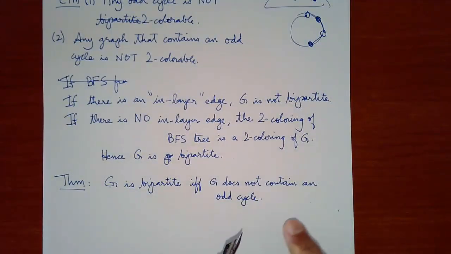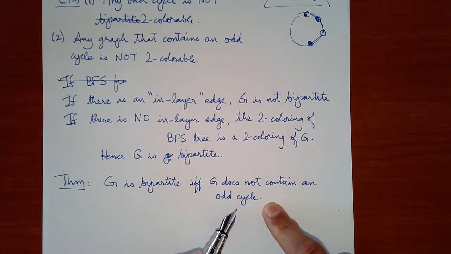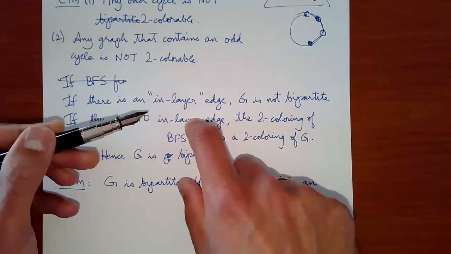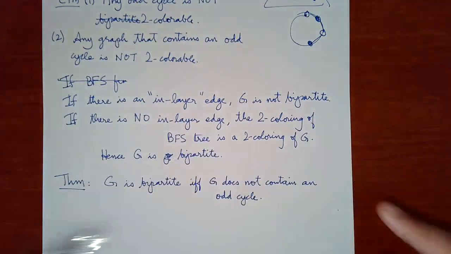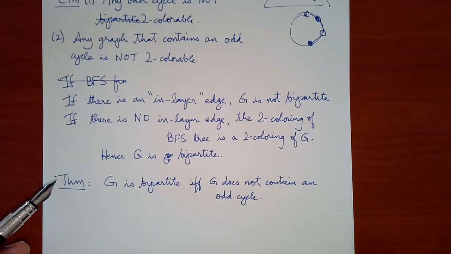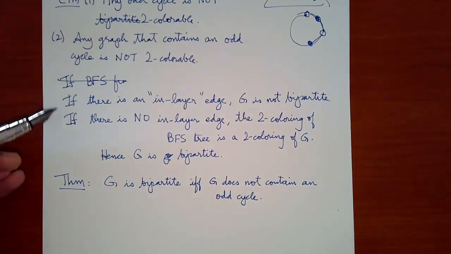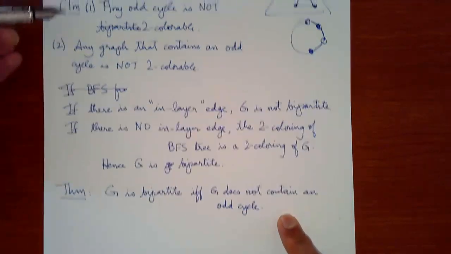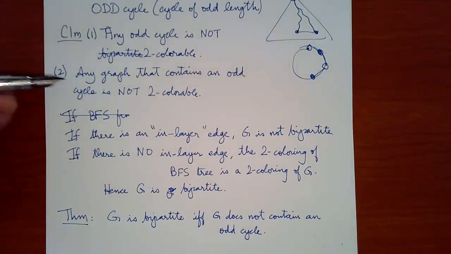Because if the graph does not have an odd cycle, then there cannot be an in-layer edge. And if there's no in-layer edge, then BFS gives you the two coloring, and hence the graph is bipartite. And if the graph is bipartite, it doesn't contain an odd cycle. Well, that's just a simple claim over here, that any graph that contains an odd cycle is not two colorable.